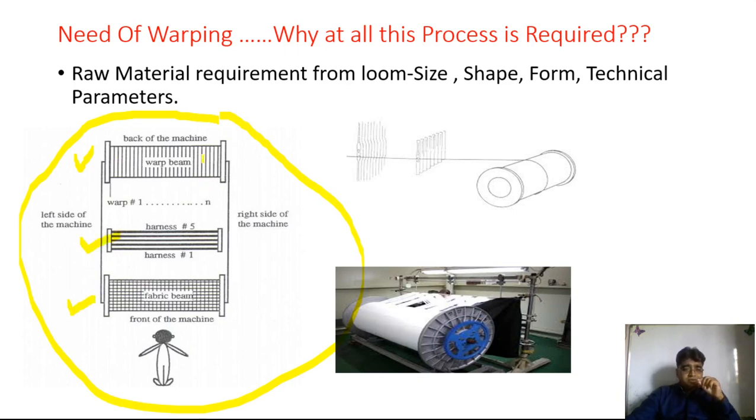Now here, we have to think only about this beam. This is yarn number 1, and this is the last yarn. Likewise, warp number 1 to n number of warps are there over this warp beam surface. Now you can see how the yarn is going to travel.